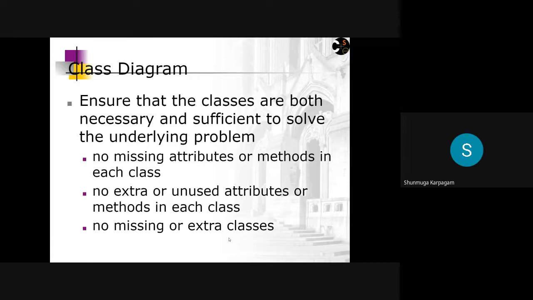When we design a class diagram, we should ensure that we do not miss any attributes or any methods in the class, and we should not use any extra class. Unused attributes should not be included to form a class. We should be very clear about what attributes and methods are needed, and whether they will be involved in my task. We should not miss any attributes or methods, and at the same time no extra or unused attributes or methods should be included in the class diagram.